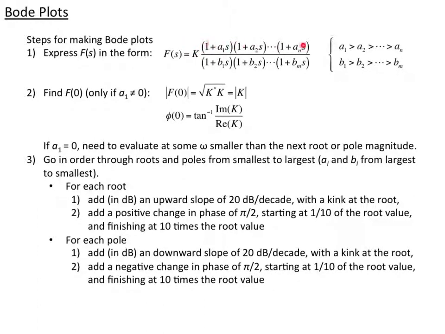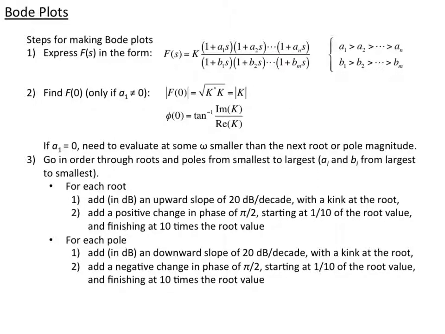And notice I've also arranged them in order, A1 being the biggest, in other words, the smallest pole, to AN, at the end, being the smallest, being the biggest value of the pole. Likewise in the bottom, I've arranged them in order, and I'm going to want to go through them in order.